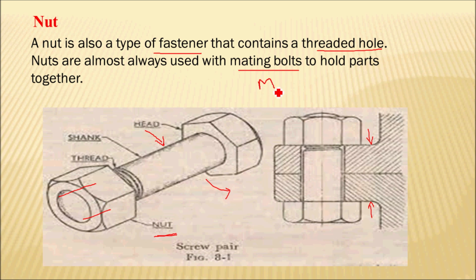So how is this nut specified? Suppose there is M8 into 1.25. That means M8 is the nominal dia of this nut. This dia is the outside dia of the thread, and 1.25 is the pitch of the thread. So we'll discuss the types of nut.